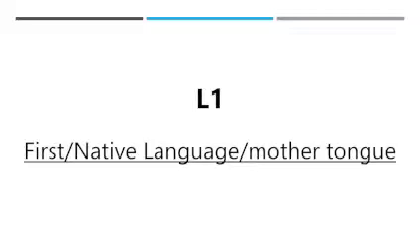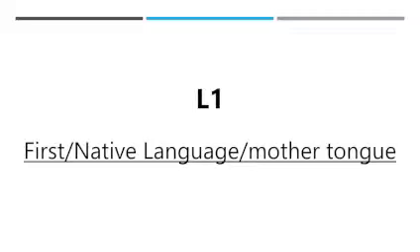Now, L1 means first or native language or mother tongue. L1 or the first language is the language that a person learns from birth or during the early years of life and uses most fluently. It is often the language that is spoken at home, in the community, and is the language that a person feels most comfortable and proficient in. So usually this is referred to as the mother tongue.